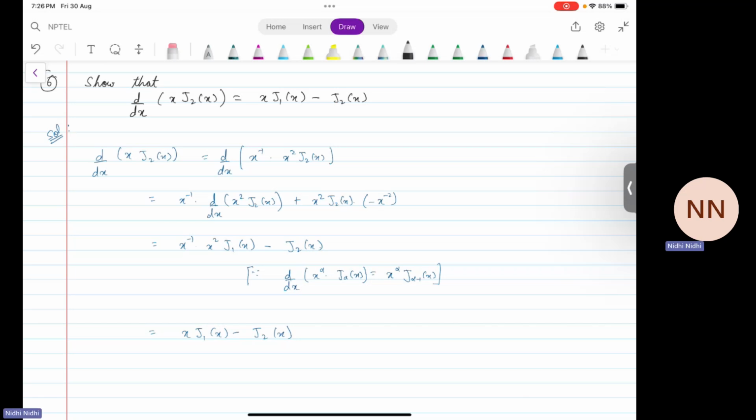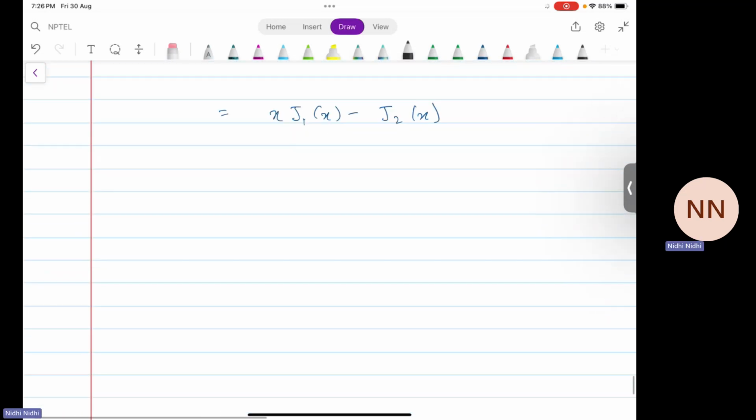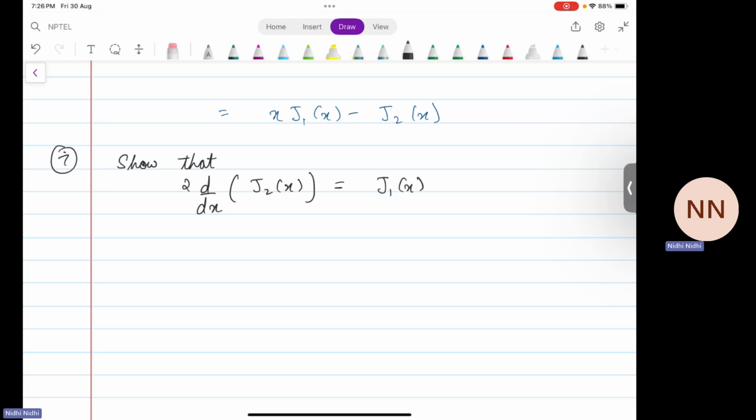Let's move to the next question. Question 7. Show that two times d by dx of J2 of x is equal to J1 of x minus J3 of x. We'll be again using the recursive formula for the Bessel function. Solution.